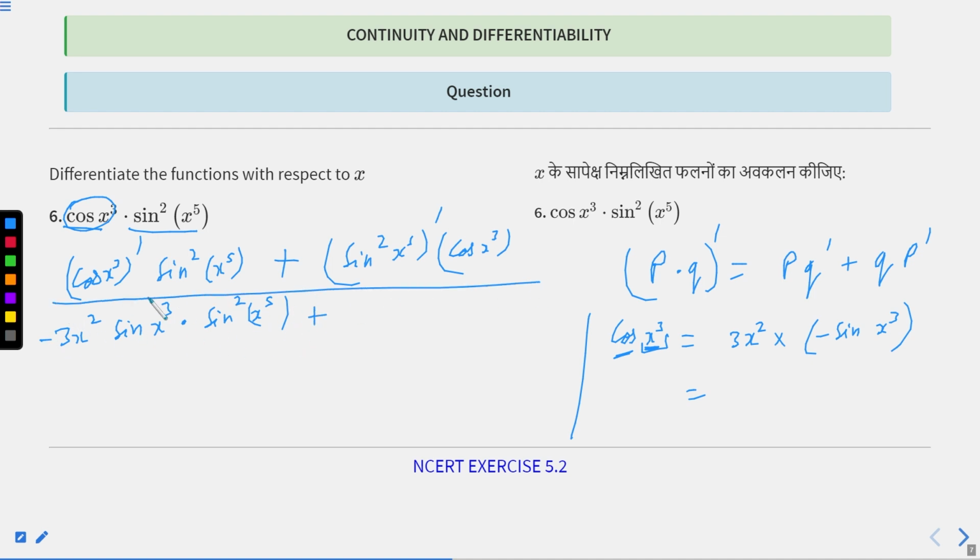Now for this part, the derivative of this. Let me erase it. The derivative of sine, I will write in terms of brackets so that you can have an idea of what is happening.